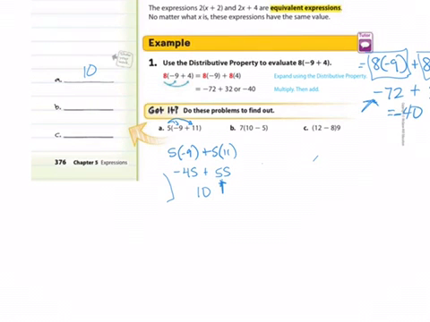Moving on, the second one would be 7 times 10 minus, because we don't change the operation, minus 7 times 5. So we come out to be 70 minus 35, and our answer would be a positive 35.